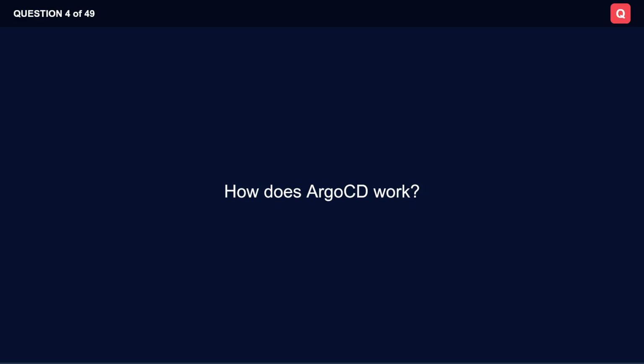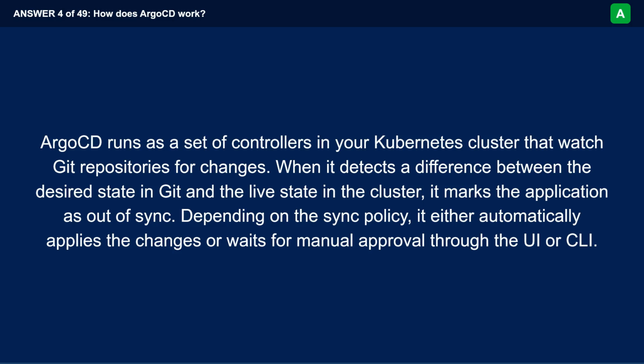How does ArgoCD work? ArgoCD runs as a set of controllers in your Kubernetes cluster that watch Git repositories for changes. When it detects a difference between the desired state in Git and the live state in the cluster, it marks the application as out of sync. Depending on the sync policy, it either automatically applies the changes or waits for manual approval through the UI or CLI.